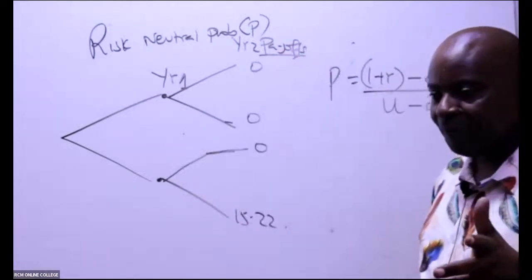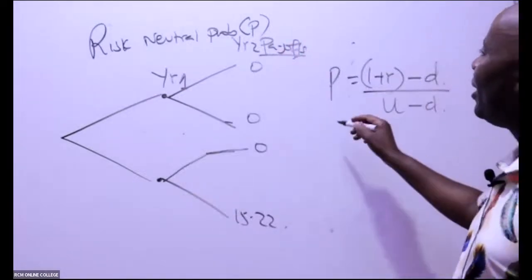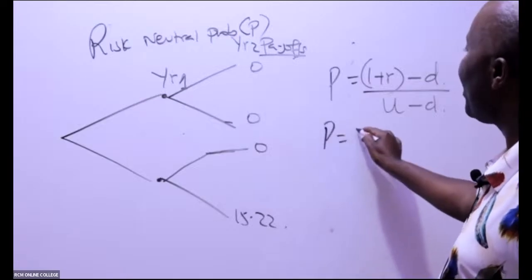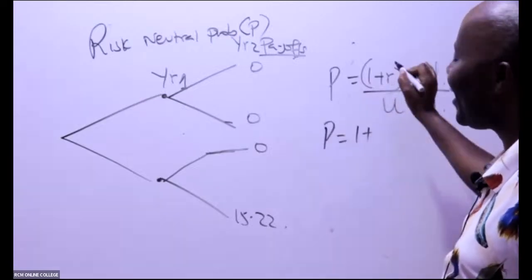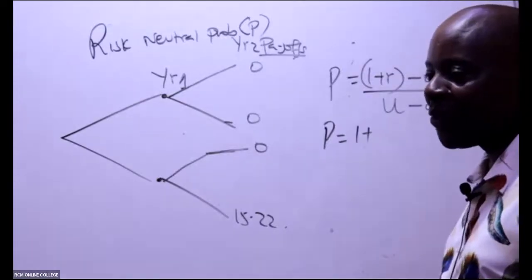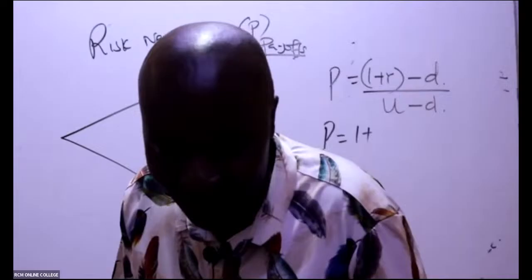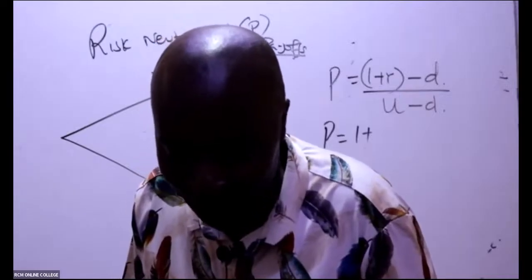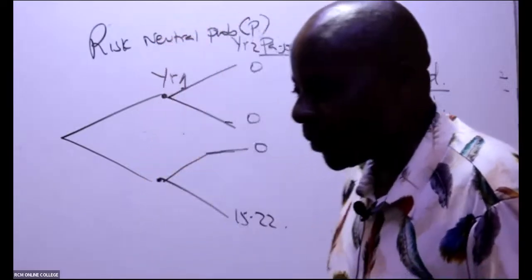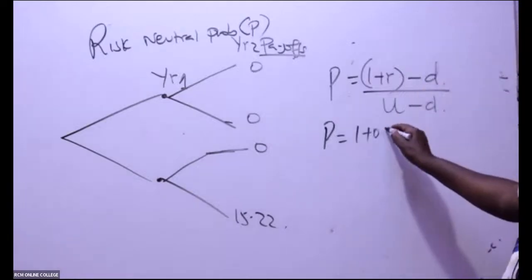So then, ladies and gentlemen, this risk-neutral probability, it will be 1 plus. Are you able to remember this risk-free rate of return? It's given in the question. 5%, isn't it? So 0.05.